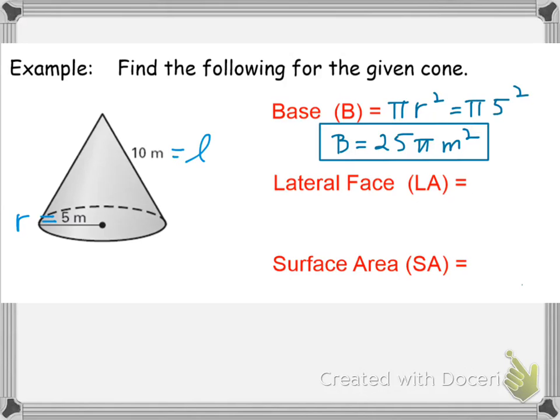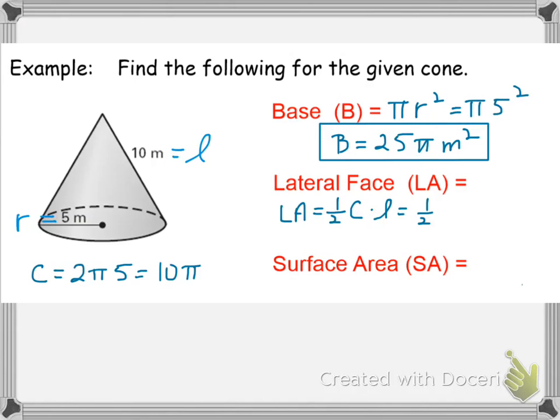Okay, let's do your lateral area next. So keeping in mind your formula, it's half of your circumference times your slant height. Let's recall what we can do for your circumference. Your circumference formula is your 2 pi r, so 2 times pi times our radius, which is 5, and that simplifies down to 10 pi.